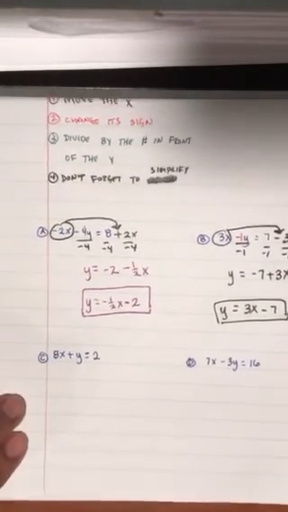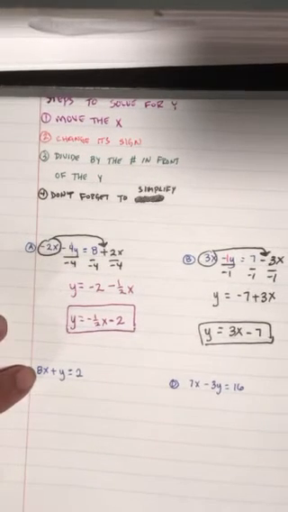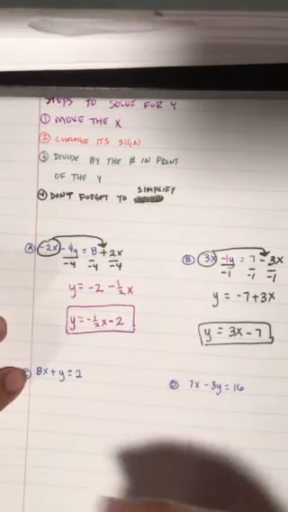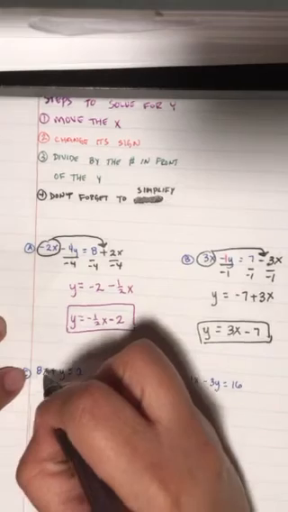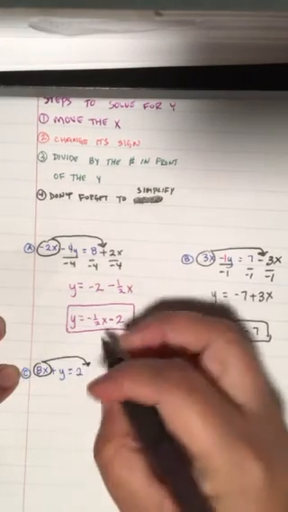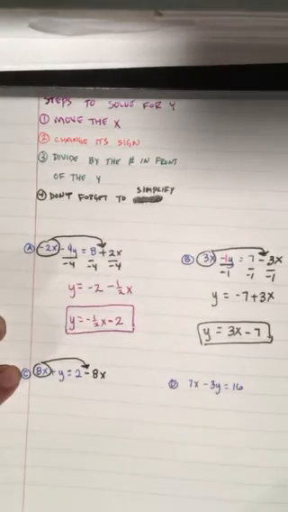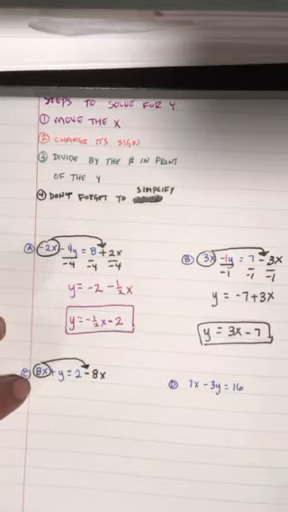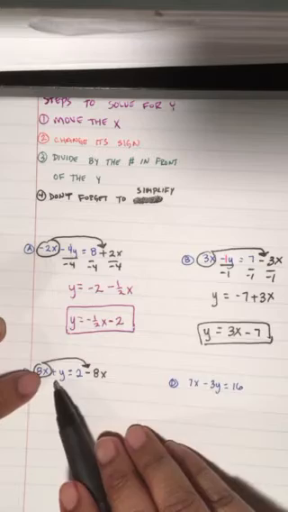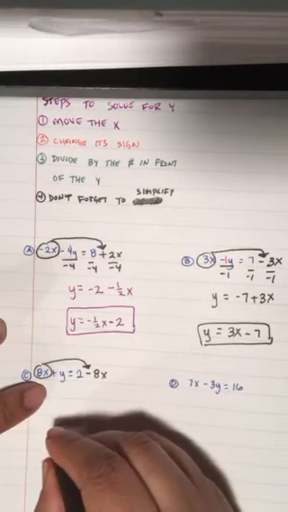Alright, so letter C reads 8x plus y is equal to 2. So again, we're going to move the x, and the x is a positive 8x. So when it comes to the other side, we're going to write it a negative 8x. So we've done step 1 and 2. Step 3 says to divide by the number in front of the y. Well, the number in front of the y is positive this time. It's a positive 1. So I don't have to go any further.